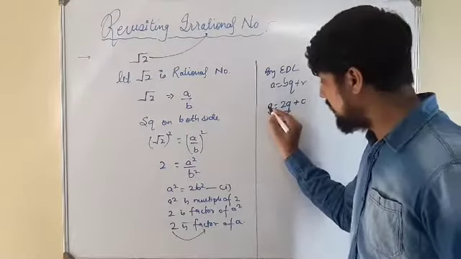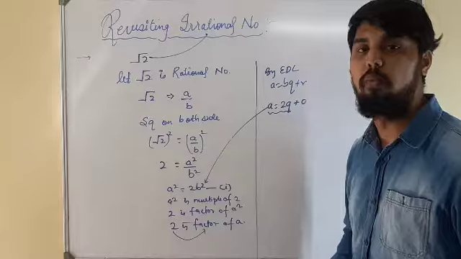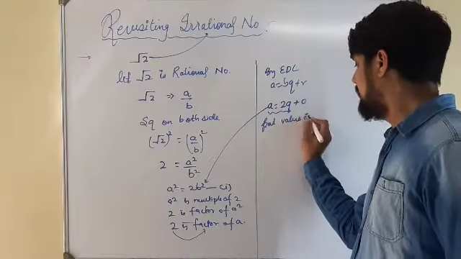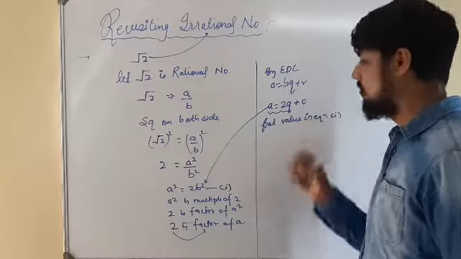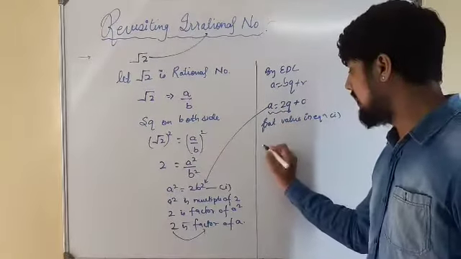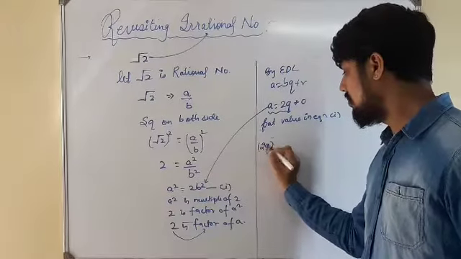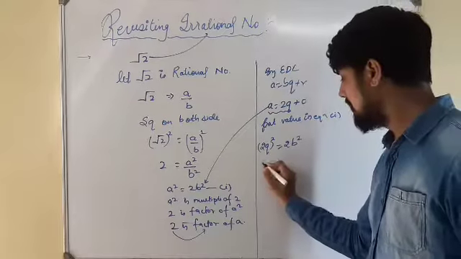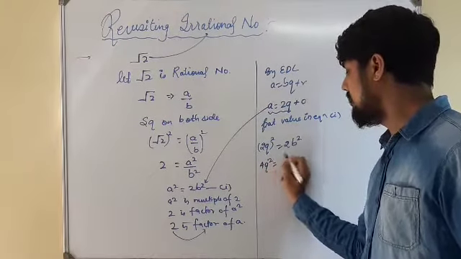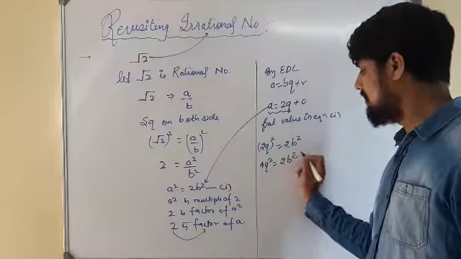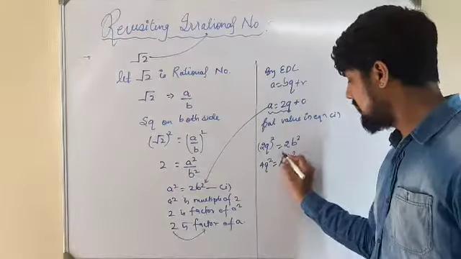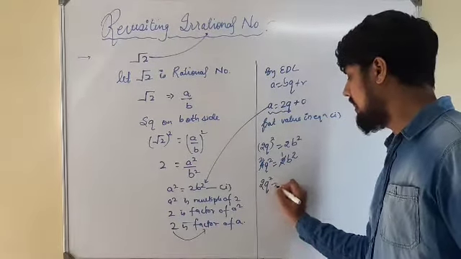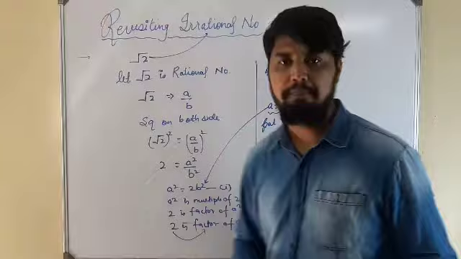This value of a we are going to put in equation 1. So now put the value in equation 1. Now when you put the value in equation 1, it will become 2q square is equals to 2b square. Now it is 4q square is equals to 2b square. Now we'll just simplify. 2 1s are 2, 2 2s are 4. So it is 2q square is equals to b square.